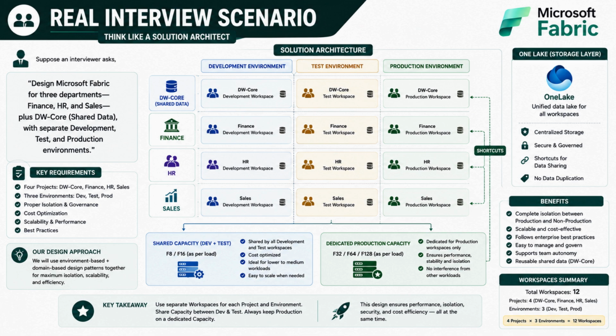Finally, if there is a team which handles a central DW core workspace to store shared master data and let every business workspace access that data through OneLake shortcuts instead of copying it, then we will create 3 workspaces for that too. This design improves governance, reduces storage costs, prevents interference between teams, and scales much better for enterprise workloads.